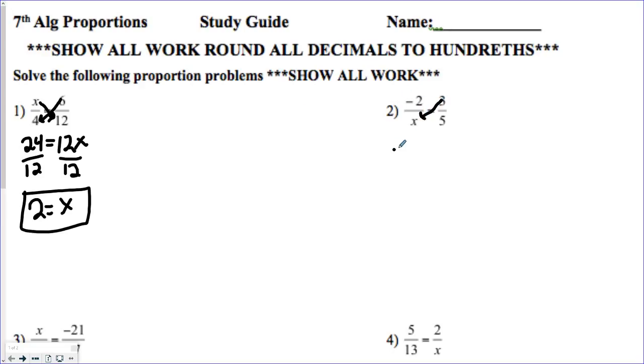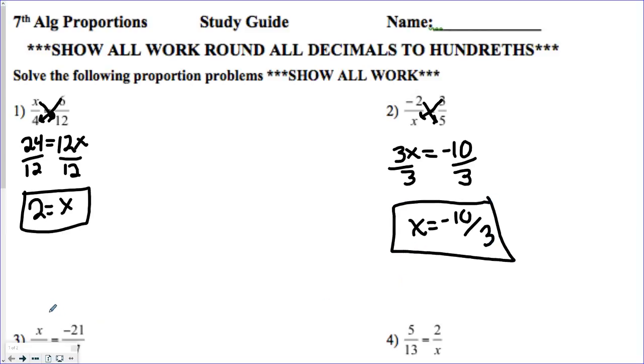Same thing here. 3 times x is 3x equals negative 2 times 5 is negative 10. Then divide by the 3, and you get x is equal to negative 10 thirds. And there's your answer. Once again, just make sure you carry the negative along with the 2, and you're fine.